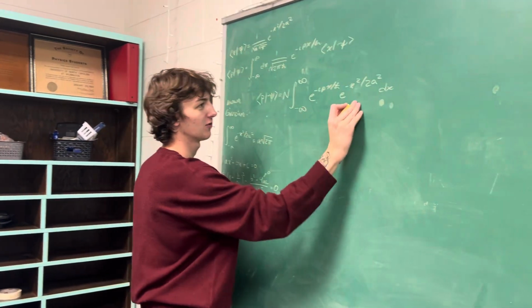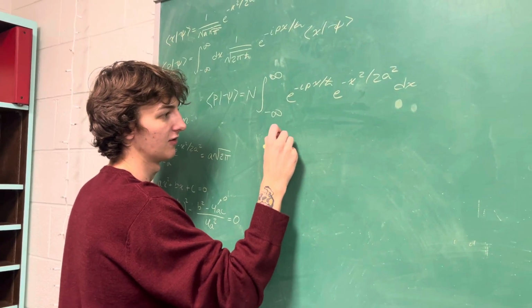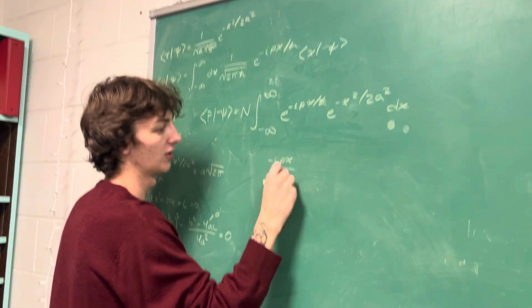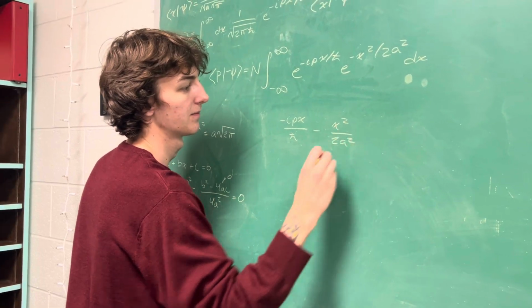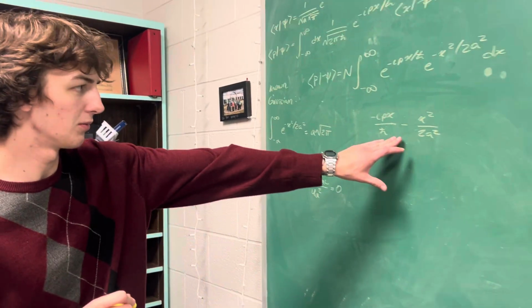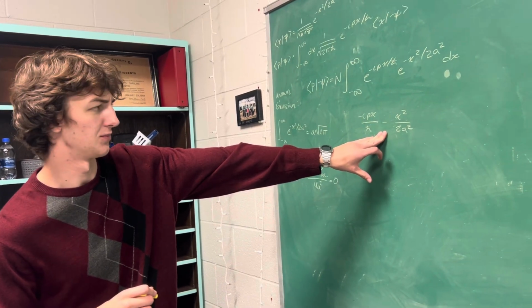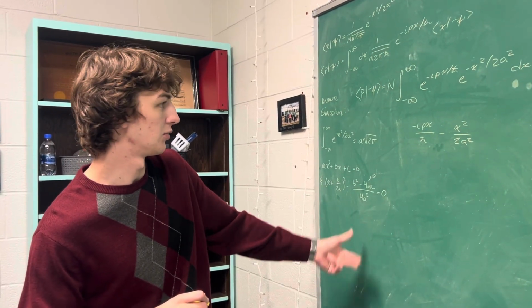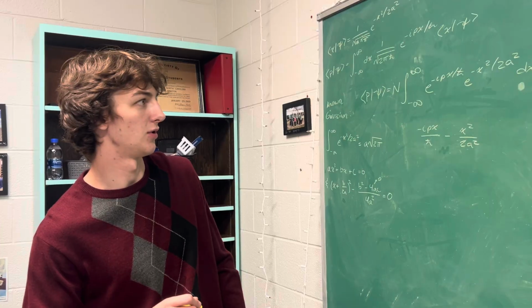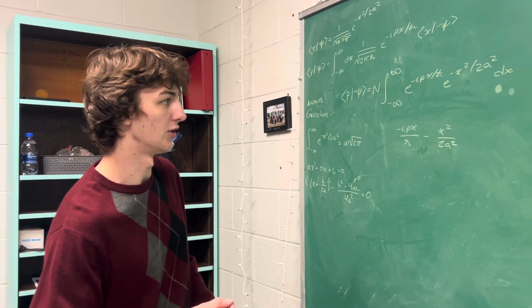So with this product, it's going to be negative i p x over h bar minus x squared over 2a squared. Now I'm going to rearrange things a little bit and factor some things out, and then we're going to use the known formula for completing the square. Once I do that, it's going to put our function in the exponent in a nice clean form, so we can actually solve our integral and complete our transform.